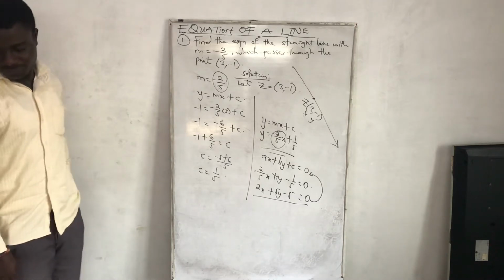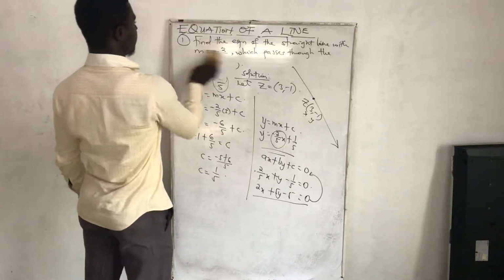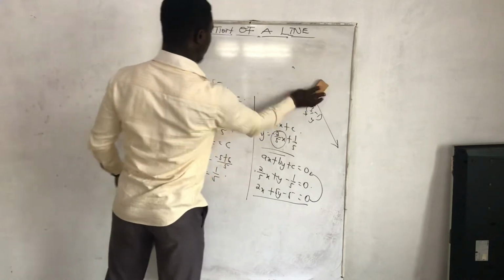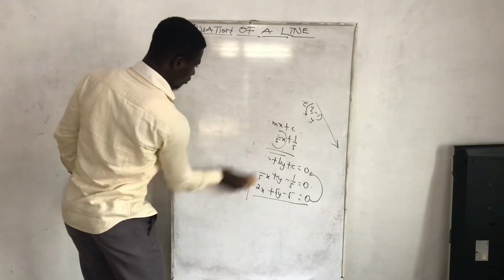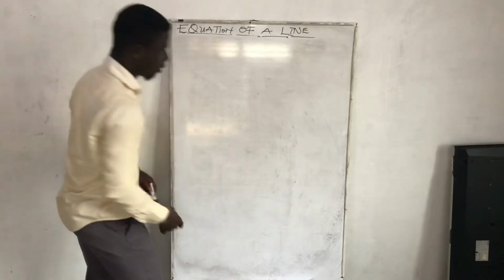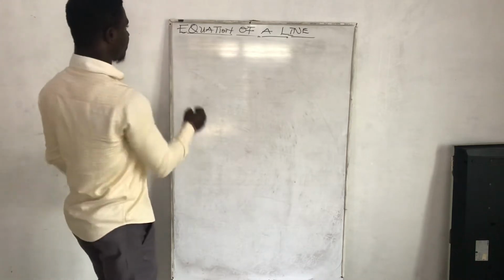Alright, so now let's look at the next question. The next question, which is find the equation of a line with gradient.